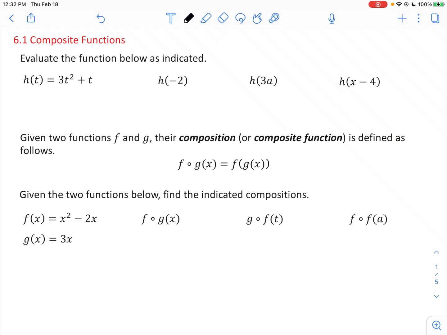Hello, math students. Composite functions. Evaluate the function below as indicated. H of t is equal to 3t squared plus t.